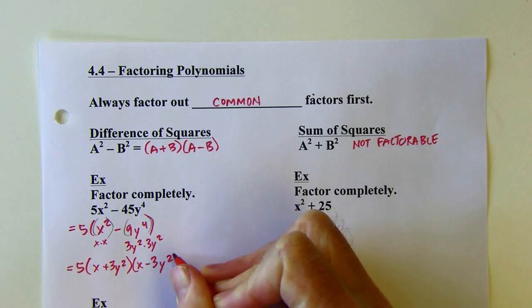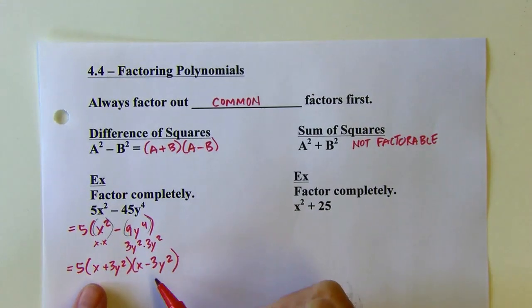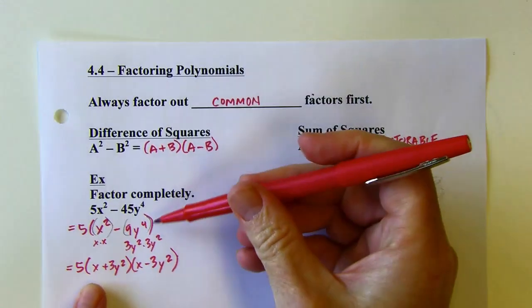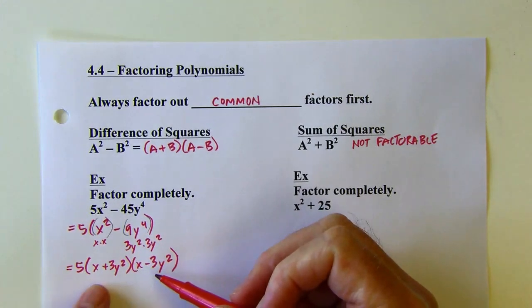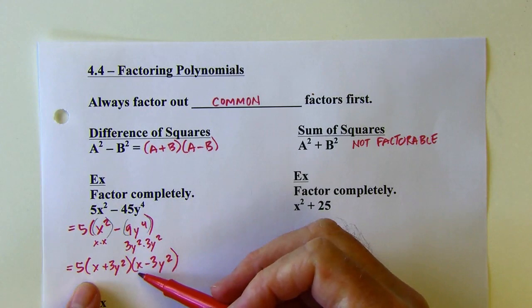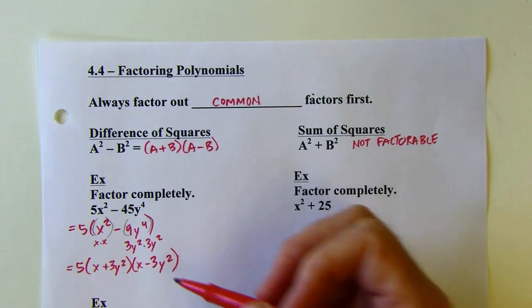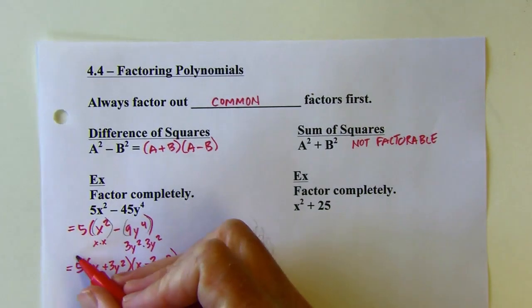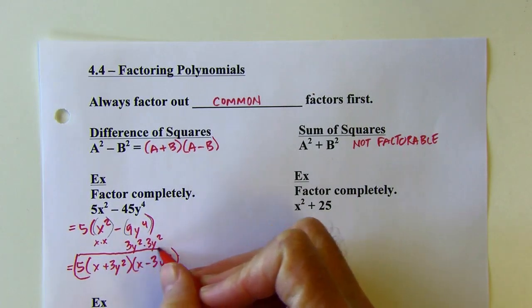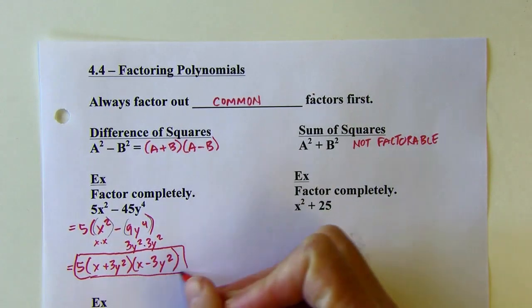You can always try multiplying it back together if you're not sure. If you FOIL this, the inner and outer are opposites, so they'll drop out, and you'll just end up with x squared minus 9y to the fourth. And this is completely factored. Check your final answer too, to make sure there are no more common factors in there.